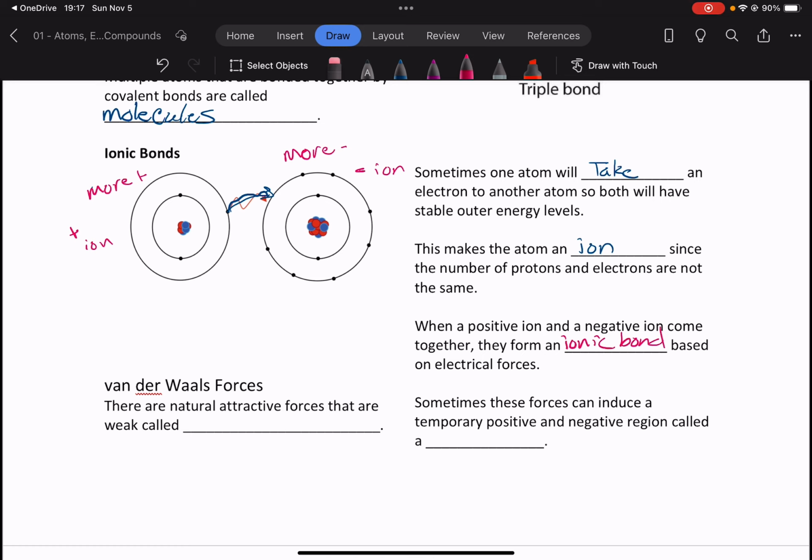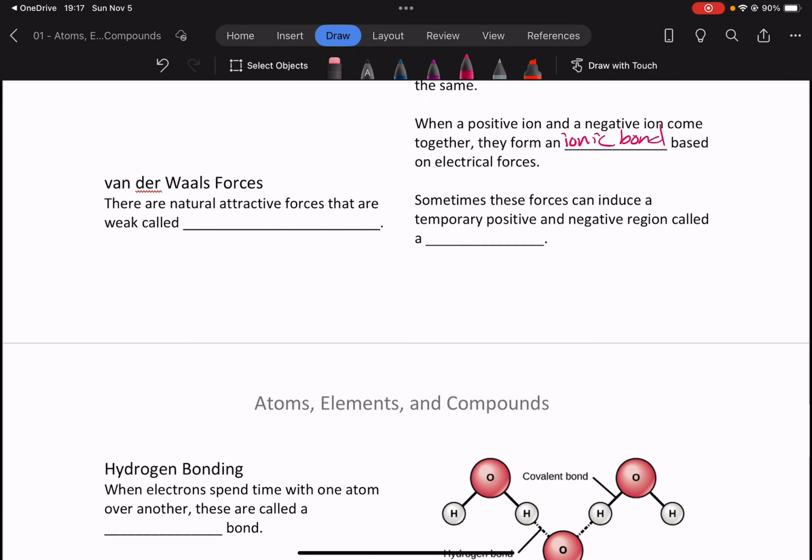So like I said, the positive and negative come together. And so let's talk about what happens when you have elements and compounds that are already together. We're looking at van der Waals forces. A van der Waals force is a weak attractive force. Okay, so they're very weak. And we talk more about van der Waals in molecules that are covalently bonded together.